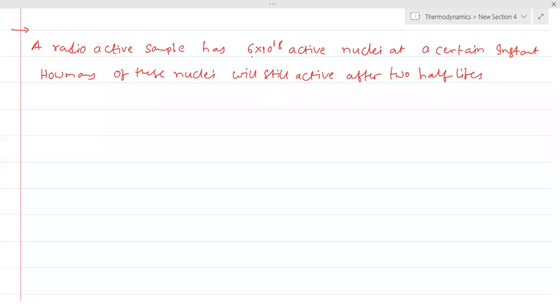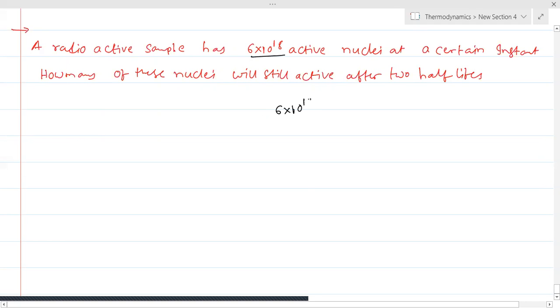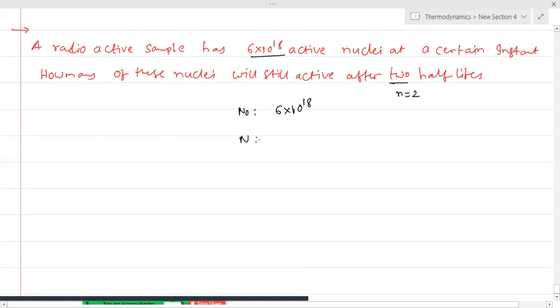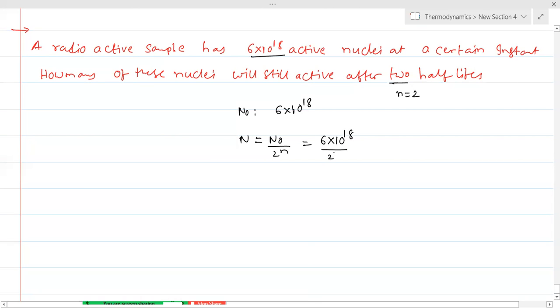So this is the question. A radioactive sample has 6 into 10 power 18 active nuclei. So this is the N naught, let us say, the original number of active nuclei. How many of these nuclei will still be active after 2 half-lives? So n is equivalent to 2. We have the formula N equals N naught by 2 power n, so 6 into 10 power 18 by 2 squared. That is equivalent to 1.5 into 10 power 18.